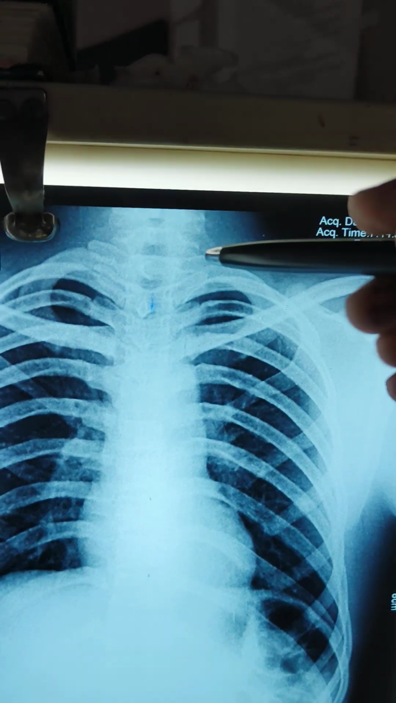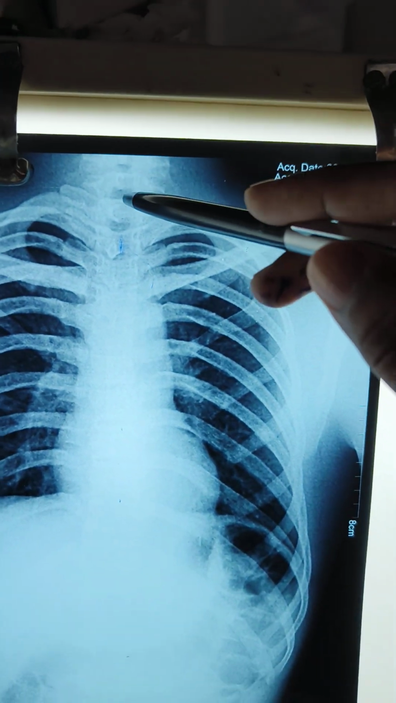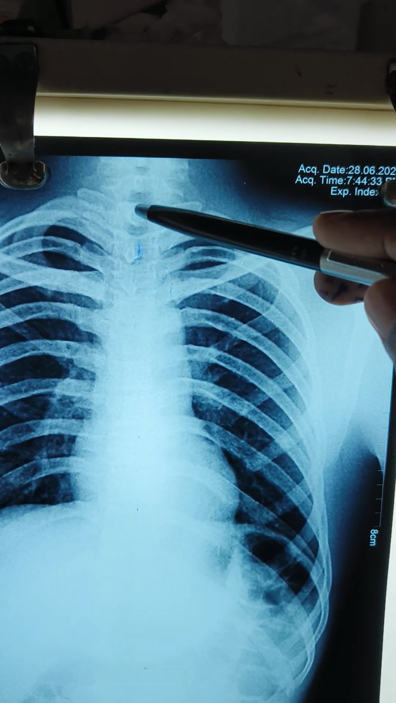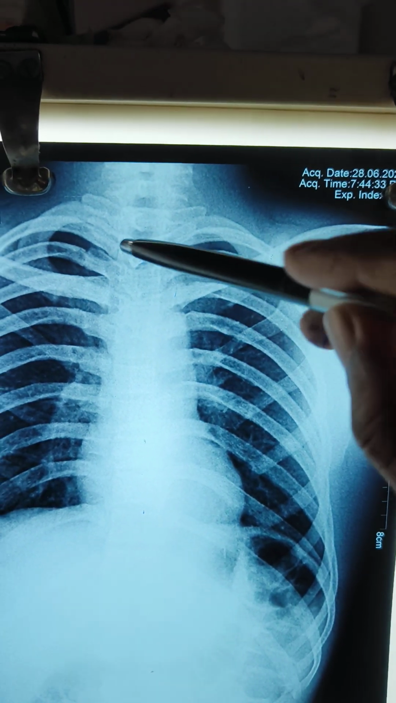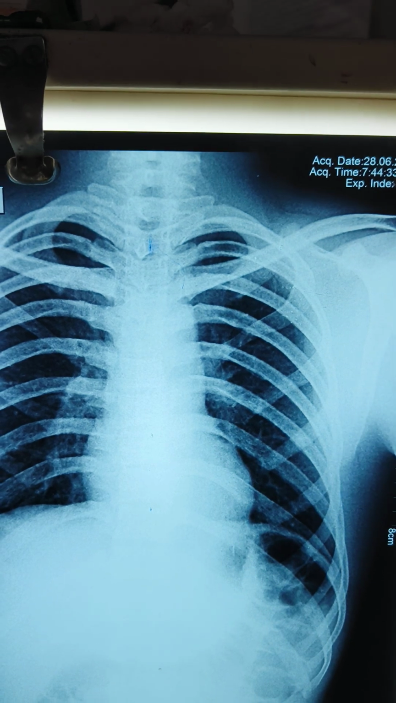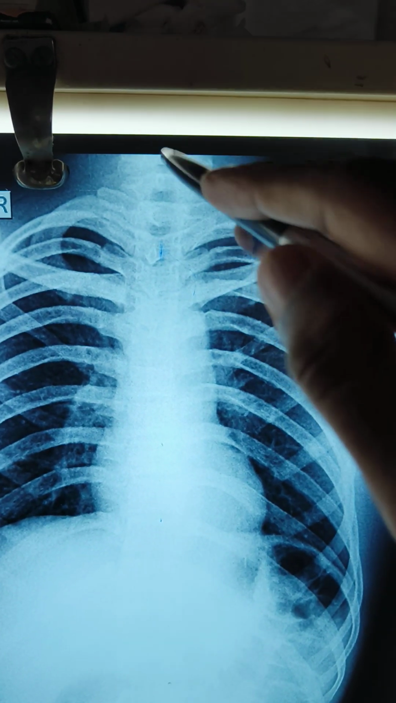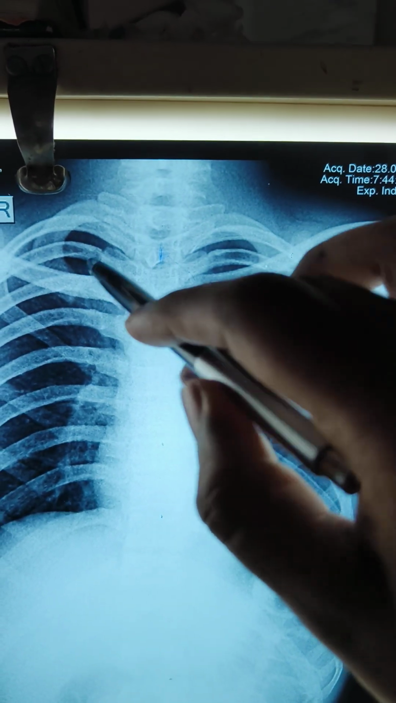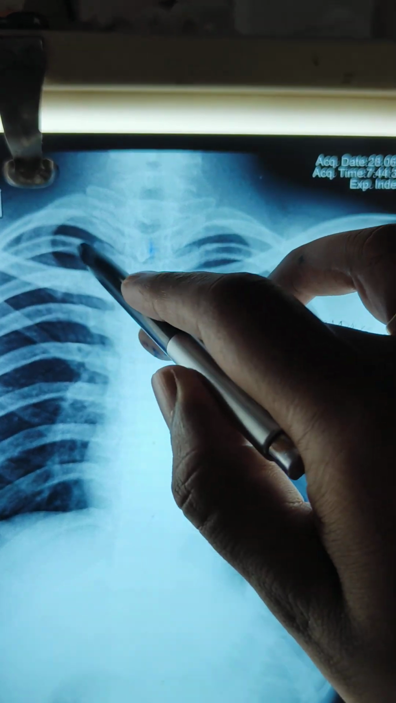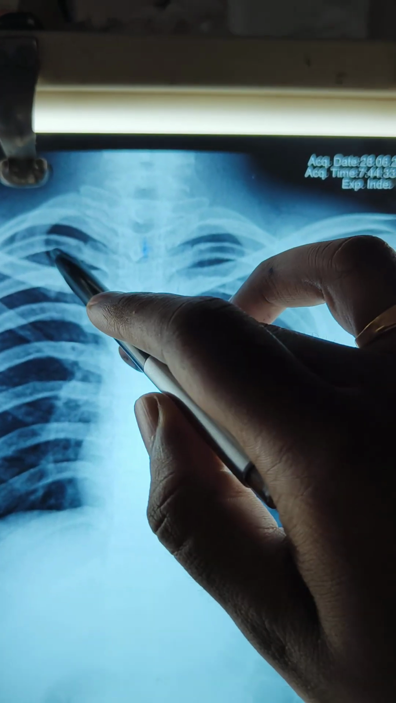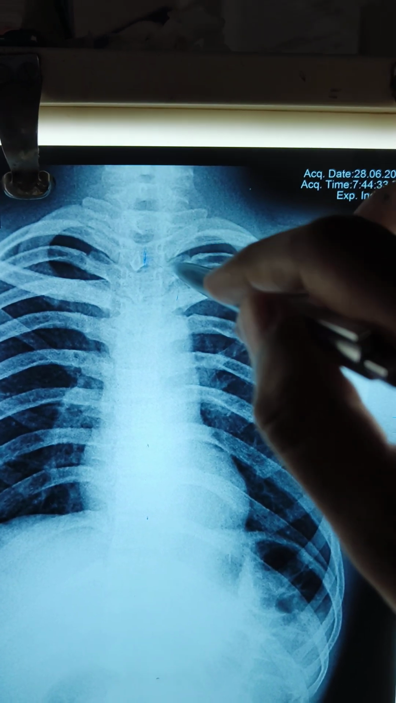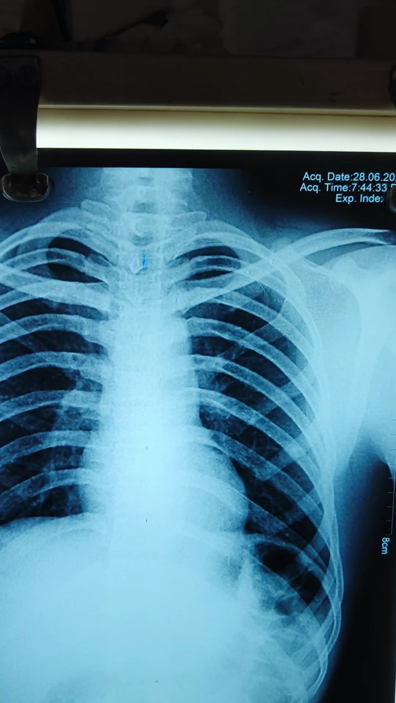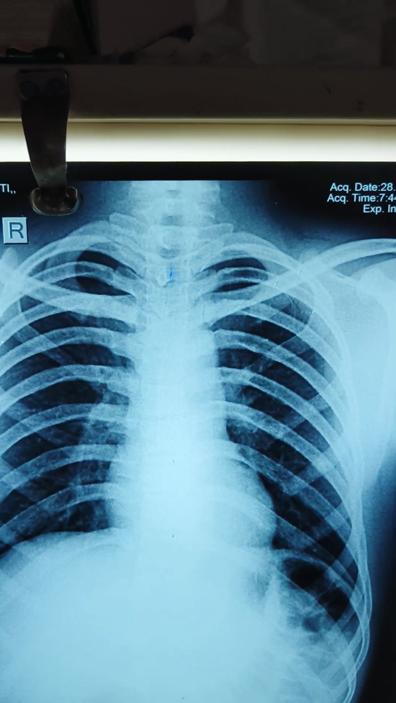And one more thing, for this trachea, we have to see that it is straight. Any tracheal deviation suggests lung fibrosis. For example, if the tracheal deviation is towards the right side, it indicates right upper zone lung fibrosis. And if the tracheal deviation is towards the left side, then left lung fibrosis. So this is very important.